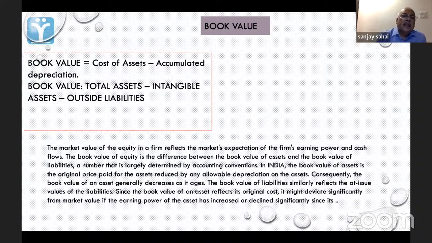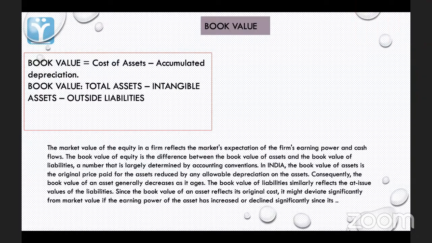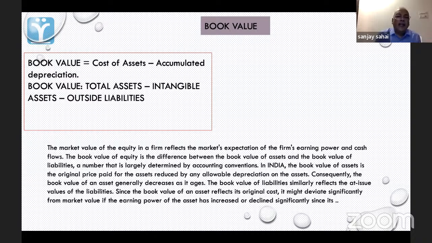So in the first case, I can look at book value. Book value in India is basically the original price paid for the asset less the depreciation on the asset. Am I right, Lokesh? Yes, sir. The book value of an asset will decrease as it ages. Okay, the book value of liabilities similarly reflects the at-issue value of the liabilities.